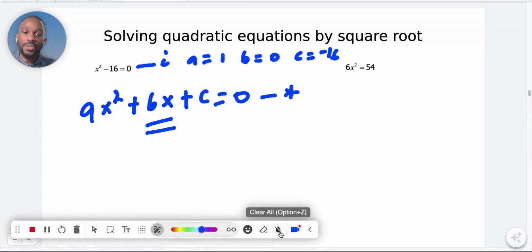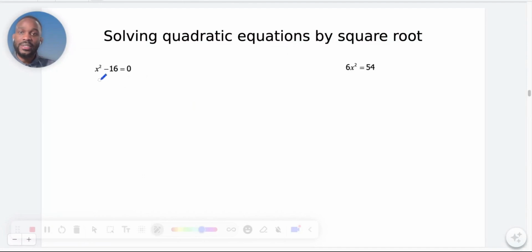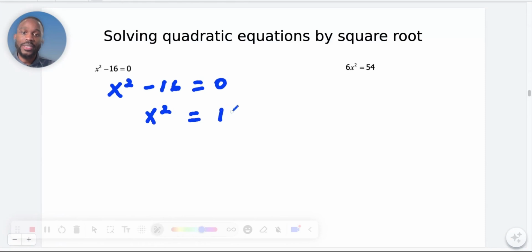And what you're going to do is just isolate x, take 16 to the other side of the equation. So you're having x squared minus 16 is equal to 0. So x squared is equal to 16 if you take 16 to the other side of the equation.